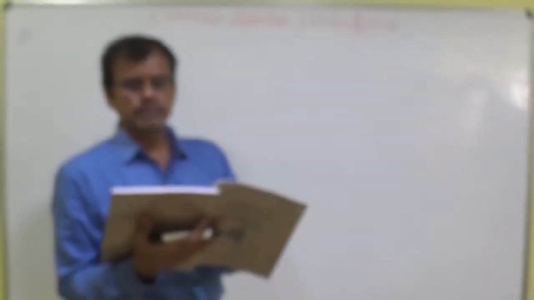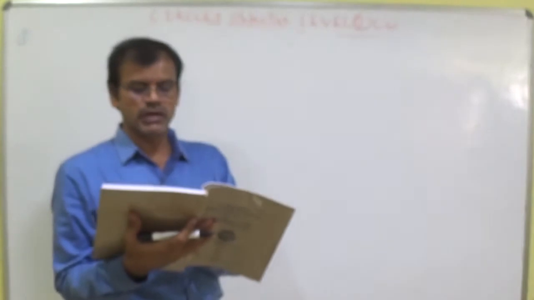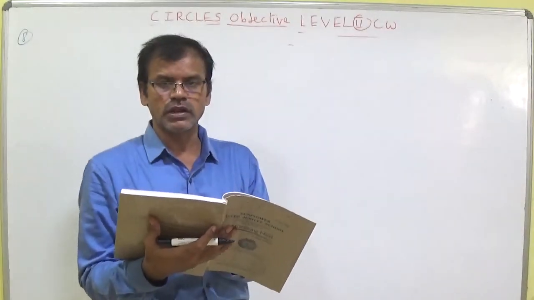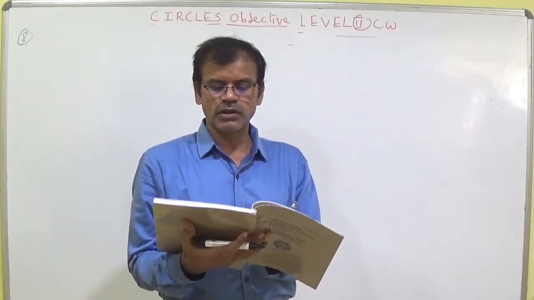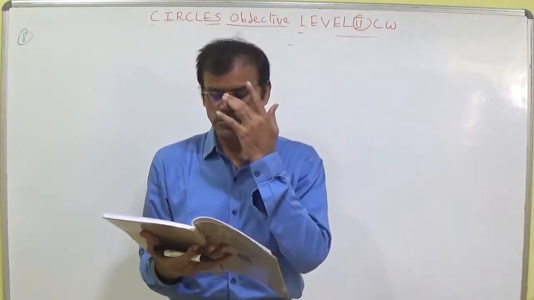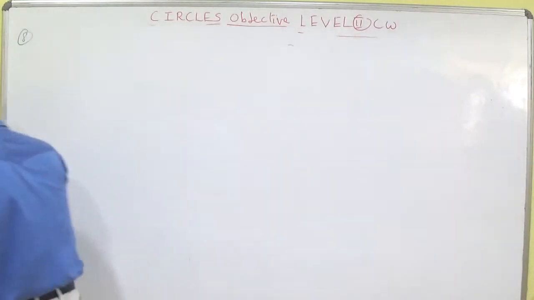Eighth one, the locus of foot of perpendiculars. The locus of foot of perpendicular drawn from origin to a variable line passing through fixed point (2, 3) is a circle whose diameter is... Locus of foot of perpendicular drawn from origin to a variable line.